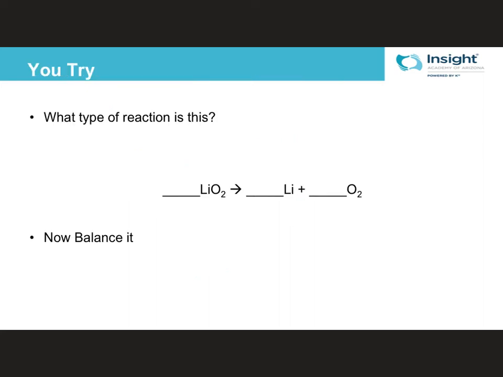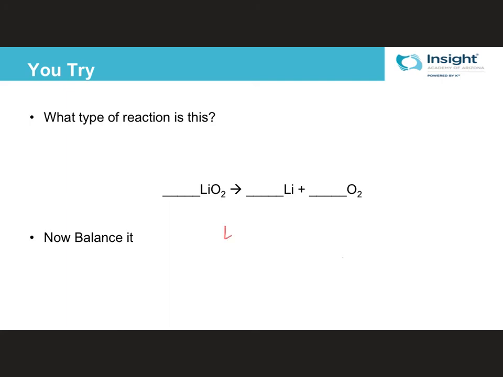So, what type of reaction is this? We're in the decomposition lesson, and I'm not trying to trick you. It is a decomposition reaction. Now I want you to balance it. So let me know what should go in those blanks. So you can do 3, 1, 2, or whatever ends up balancing that. If you need more time, pause it here.